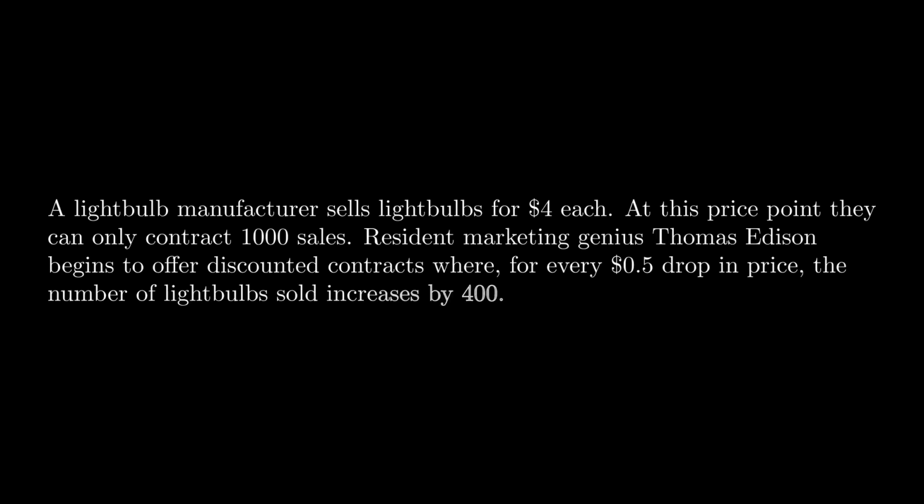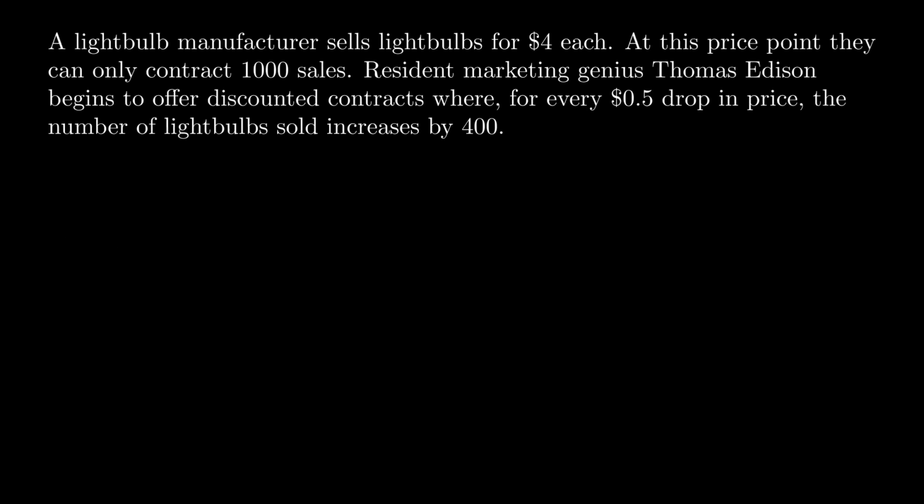A light bulb manufacturer sells light bulbs for $4 each. At this price point, they can only contract 1,000 sales. Resident marketing genius Thomas Edison begins to offer discounted contracts where, for every $0.5 drop in price, the number of light bulbs sold increases by 400. Now, this question has three parts.